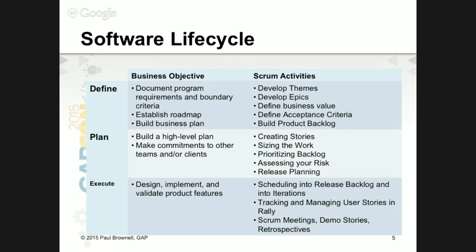And then in the plan section, on the business side, you're trying to make a plan so that you can make commitments to your customers, to your managers, to your investors about what you're going to deliver and in what kind of time frame, so that they can build a marketing plan about it, do promotions, whatever needs to happen outside of the business. In the Scrum view, there you're creating stories, doing the estimating to size the work, doing release planning, and really assessing the risk of the plan.